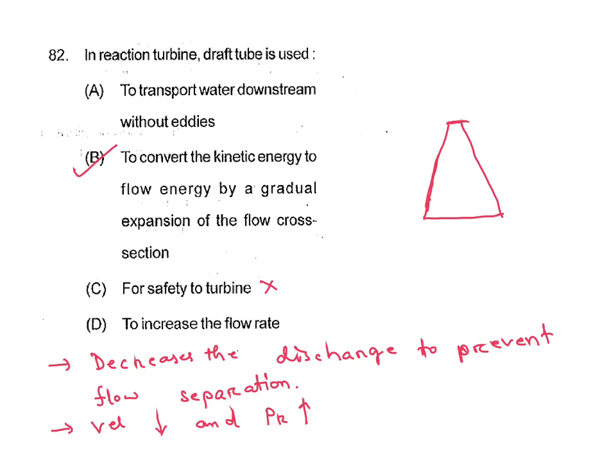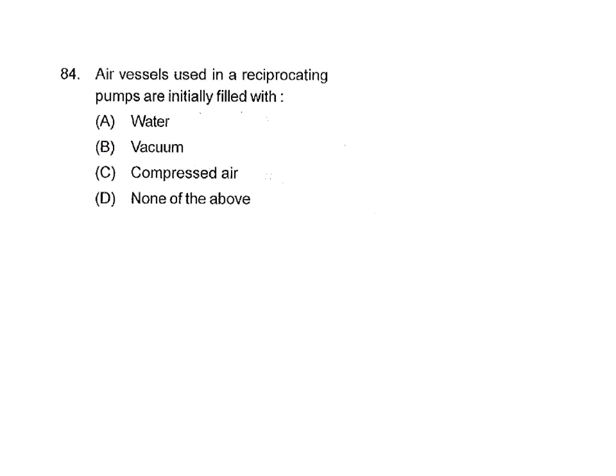Air vessels used in reciprocating pumps are initially filled with, this question was asked in IAS also. And PSC also, Public Service Commission, State PSC, they are asking this type of questions. Air vessels used in reciprocating pumps are initially filled with vacuum. B is the answer.